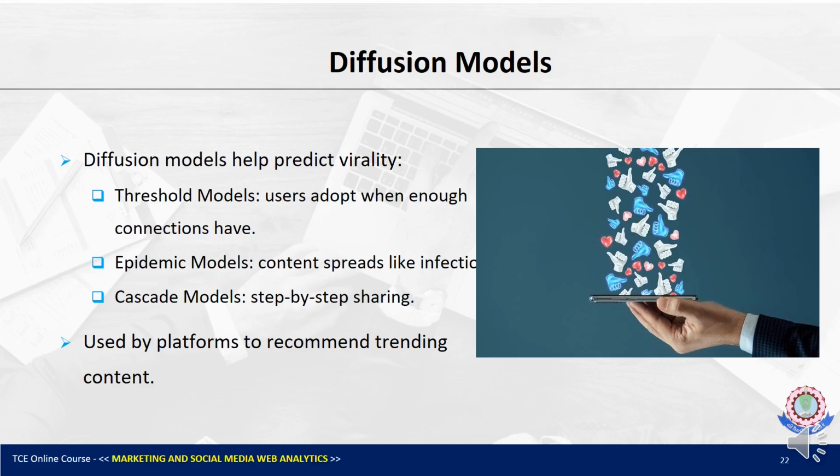Diffusion models. Three key diffusion frameworks: threshold models, epidemic models, cascade models. Threshold models mean people adopt when enough friends do. Epidemic models, content spreads like infection. Cascade models, multi-step forwarding. These models allow platforms to predict and promote potential viral hits.